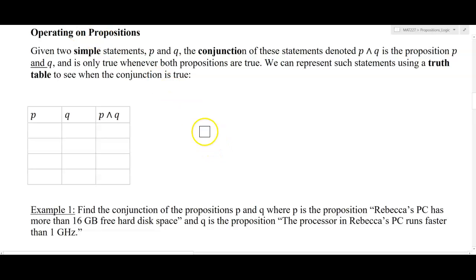Okay, so let's first of all start off with looking at P and Q and figuring out what the possibilities are for P and Q.